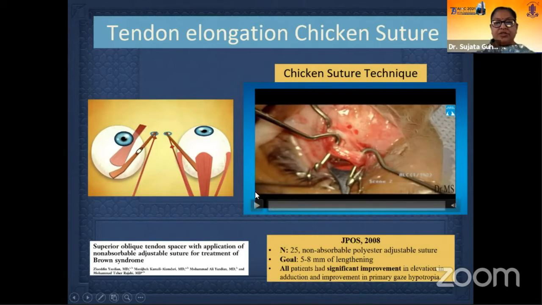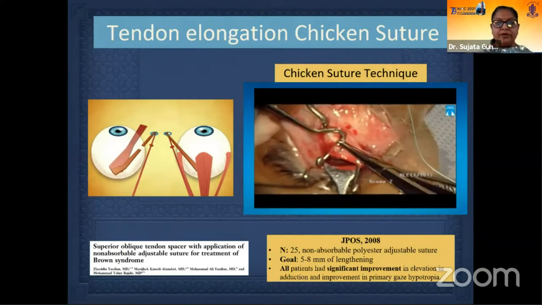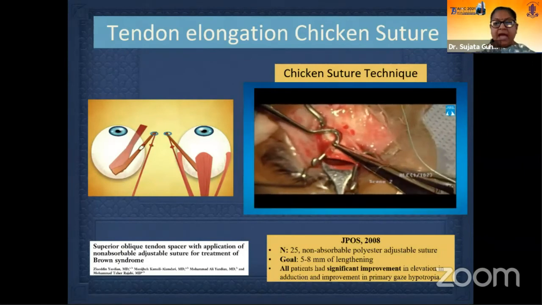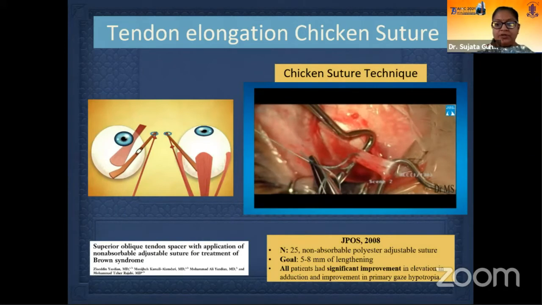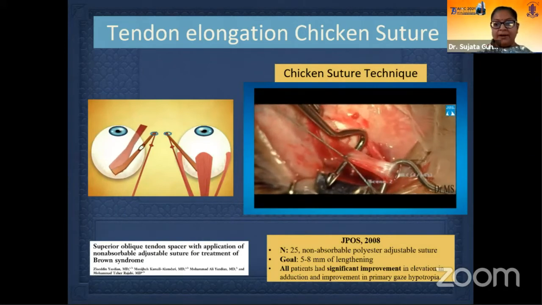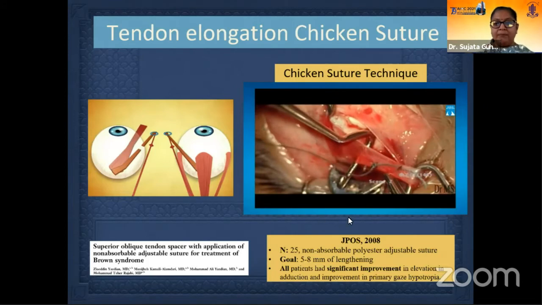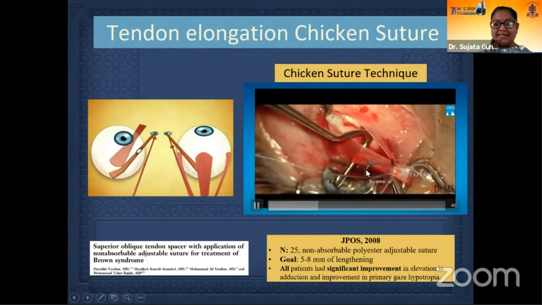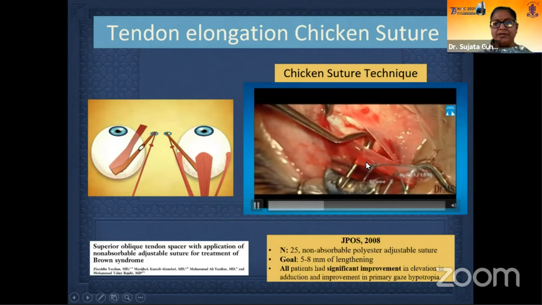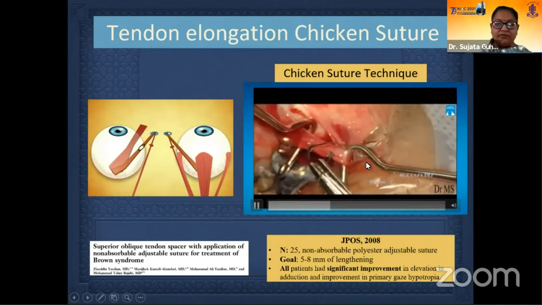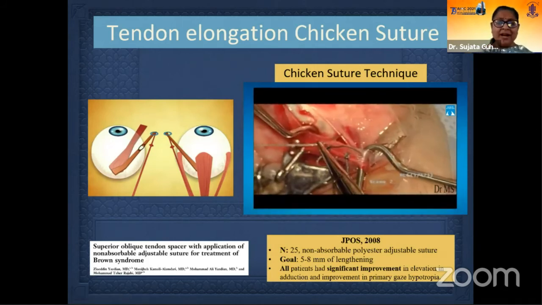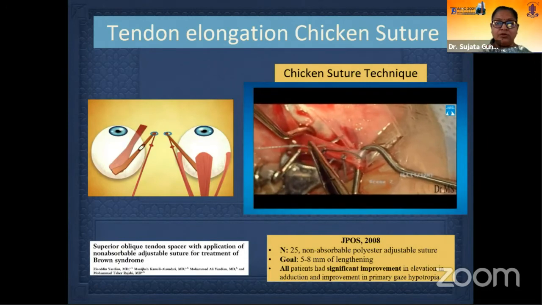The suture method, the chicken suture it's called, is a suture which is kept between the two cut tendons. Usually a non-absorbable suture like 6-0 Ethibond is used, and we put the sutures at a slack, usually 8 millimeters or 7 millimeters, depending on the force reduction test. And we cut the tendon between the two sutures.